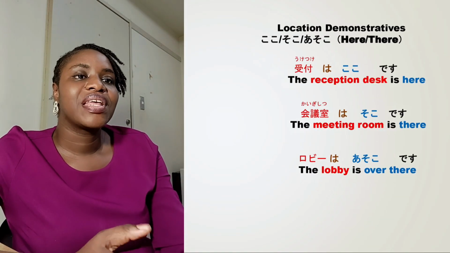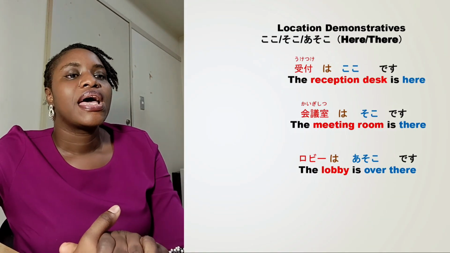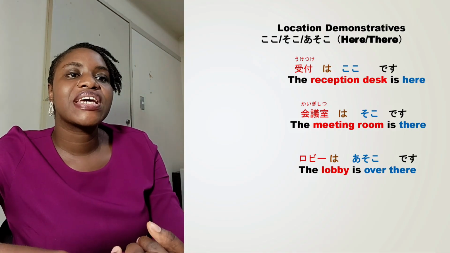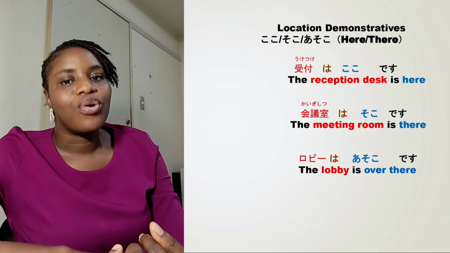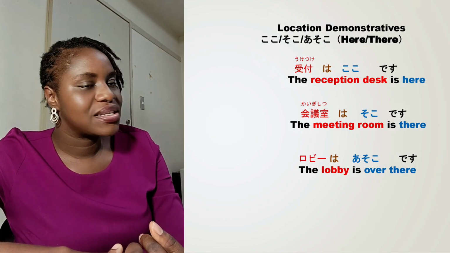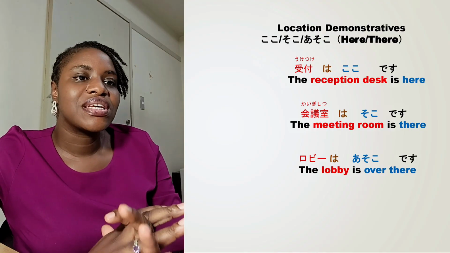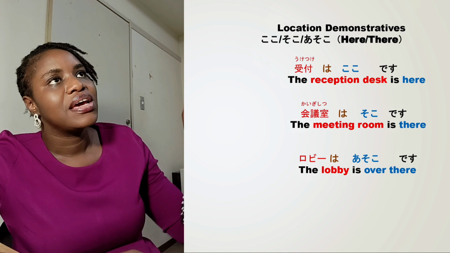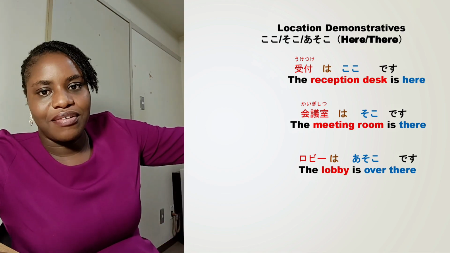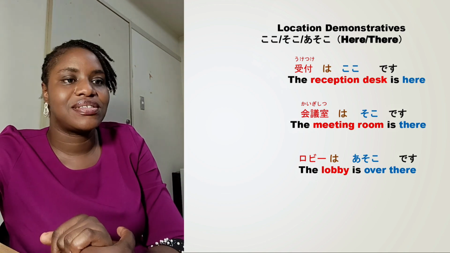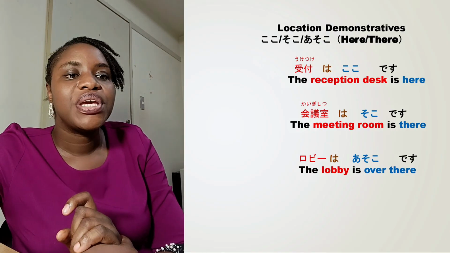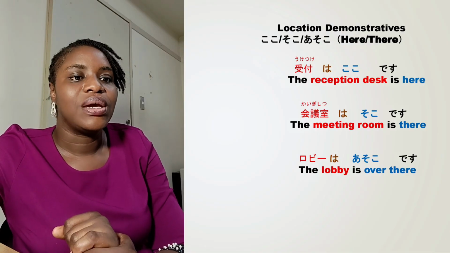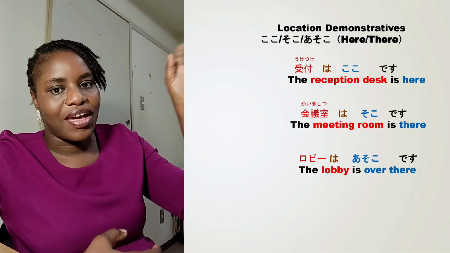The next thing, location demonstrative. So now, if I want to say something is here, the reception desk is here. Uketsuke wa koko desu. The next one is kaigi shitsu wa soko desu. So the meeting room is there. Maybe somebody asked me, where is the meeting room? It's there. Soko desu. So kaigi shitsu wa soko desu. Robi wa asoko desu. The lobby is over there.